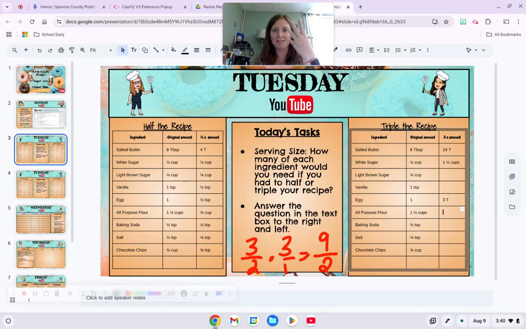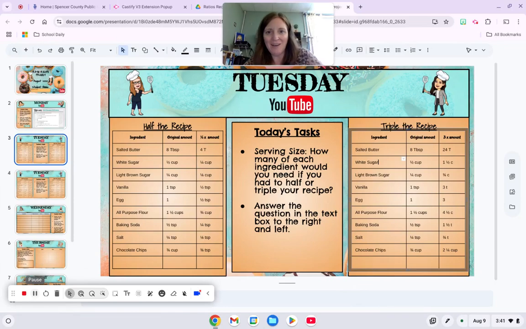2, 4, 6, 8. That's 4 whole times with 1 remainder. So my answer would be 4½. 9 halves is the same thing as 4 1/2 cups. And then I will go ahead and fill in the rest of these. Once you have everything out and make sure that your answers are correct, you can move ahead on to the next days.